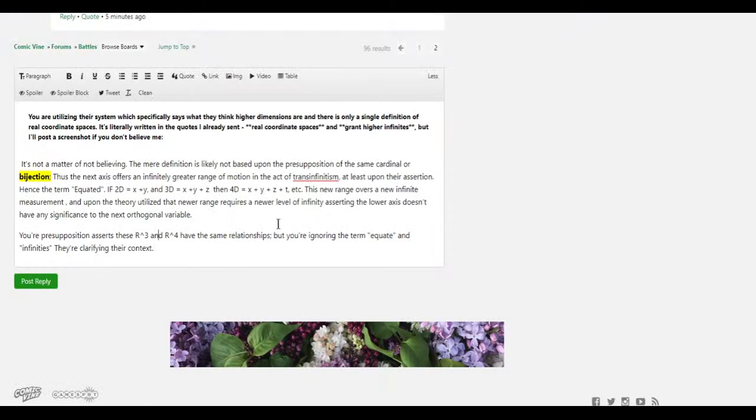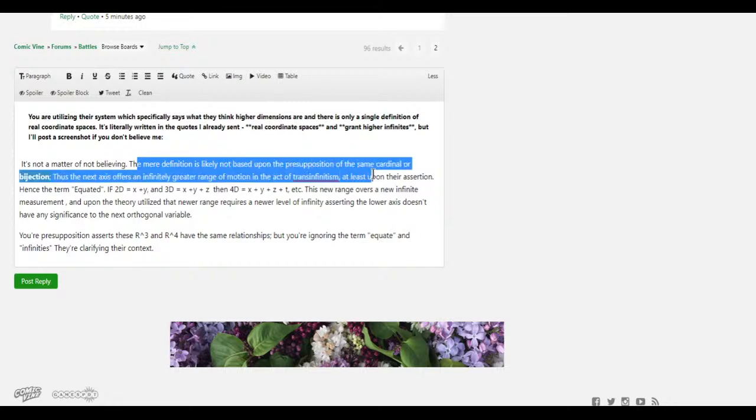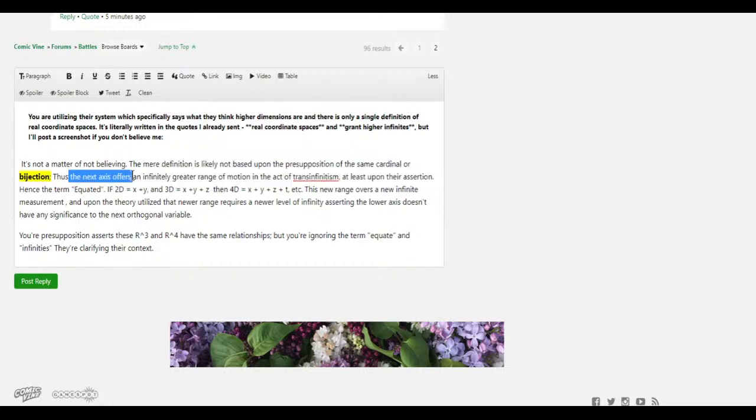So I was telling this guy, he said you're utilizing their system, which specifically says they think higher dimensions are what they think higher dimensions are. It's not that they think higher dimensions are that. It's that they're using that as a metric. It's not a matter of believing. The mere definition is likely not based upon the presupposition of the same cardinal or bijection. Thus, the next axis offers a greater infinite range of motion and active transinfinitism, at least upon the assertion when scaling higher universes. Hence the term equated.